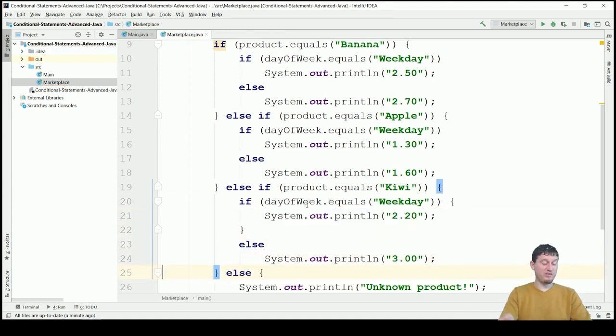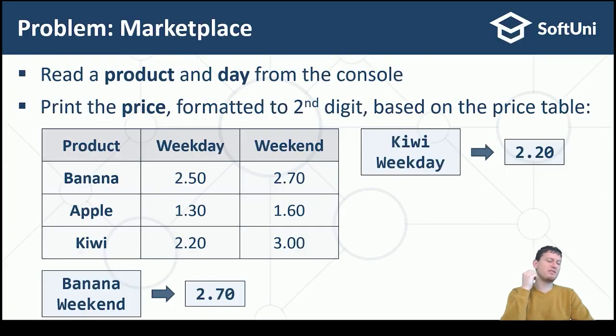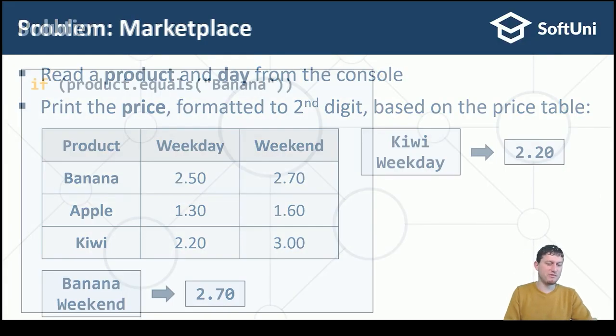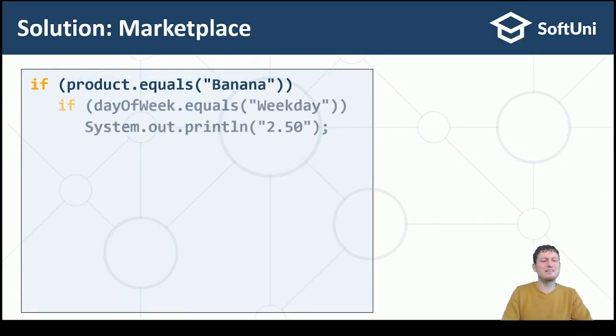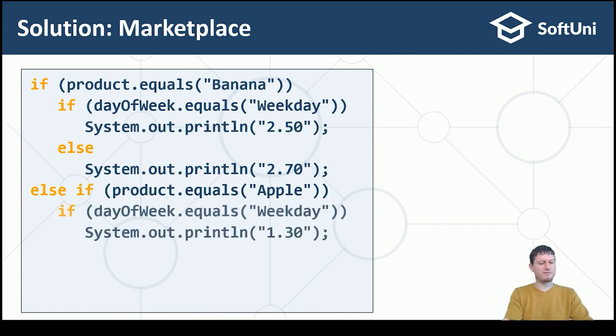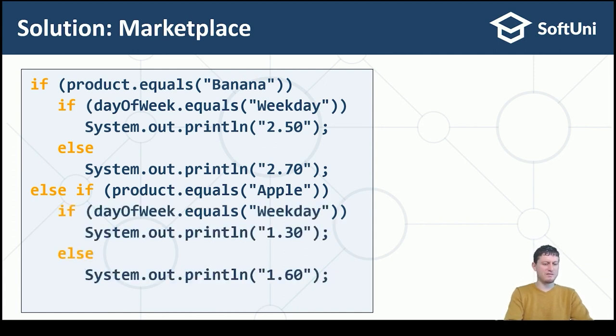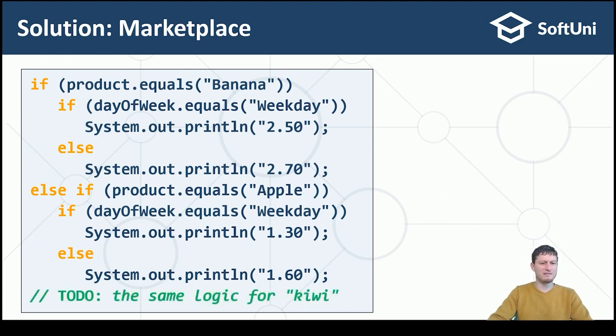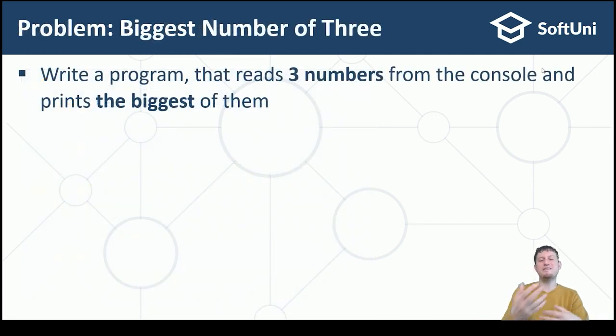Okay, so this is how marketplace could be solved, and this is the solution I had in mind before the start of my lesson. If the day of week is weekday, the price for banana is 2.50, otherwise 2.70. If the product is apple, for weekday I have one price, otherwise if it's not weekday I have another price. I do the same for kiwi, etc. So, the biggest number of 3, this is our next problem.